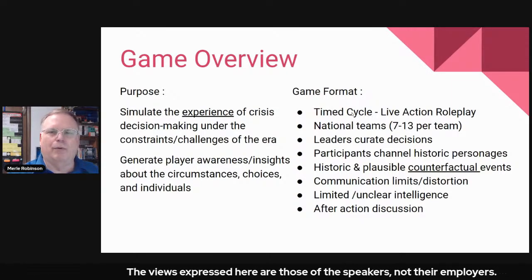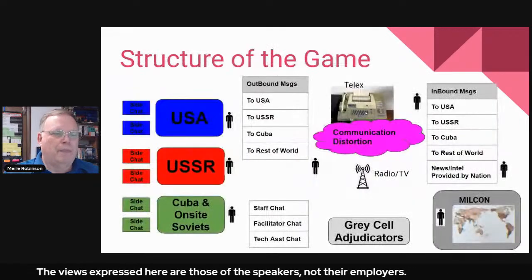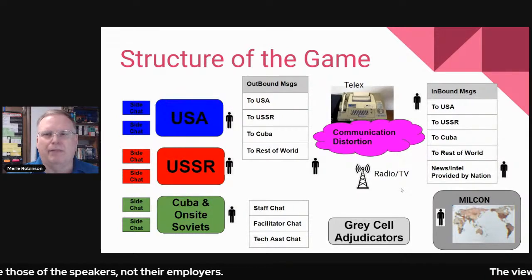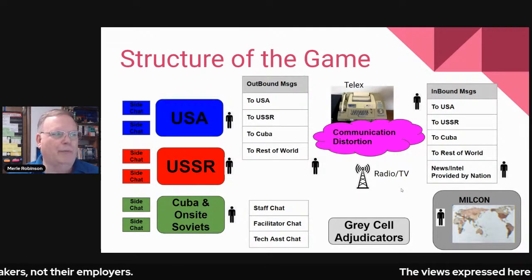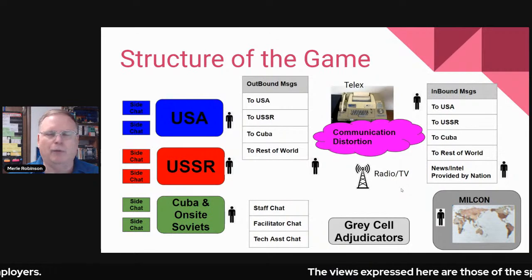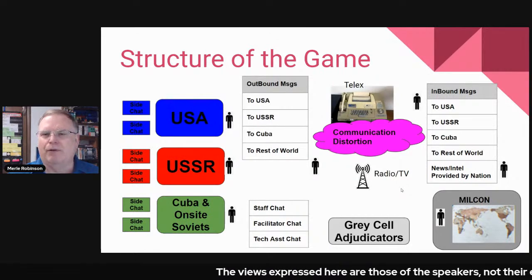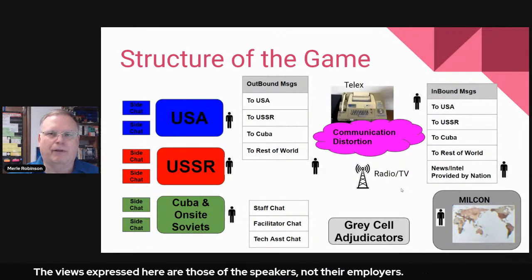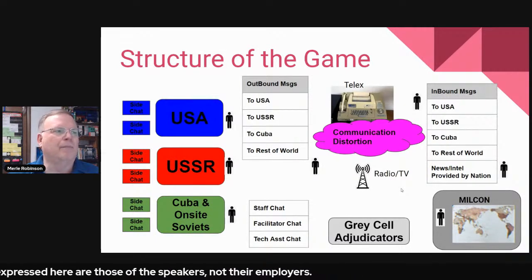And at the very end, we do an after-action discussion with the players. Now, the structure of this game is important to understand the other pieces that are coming. You've got three cells, the US, USSR, and Cuba. In the Cuban cell, you also have their on-site Soviet advisors, the guy that's the local general there in Cuba, the missile commander, and so on.